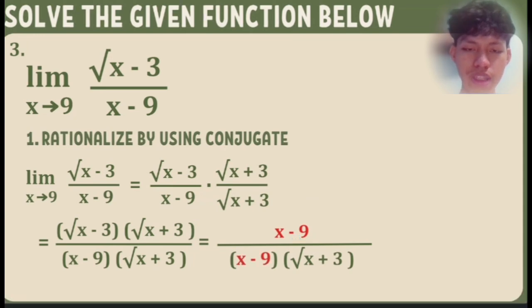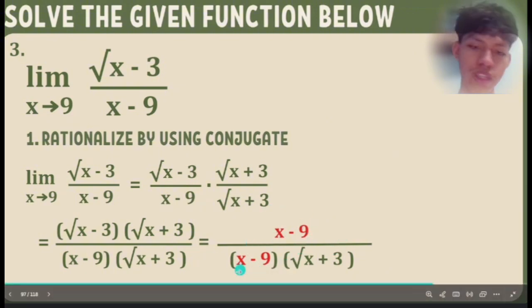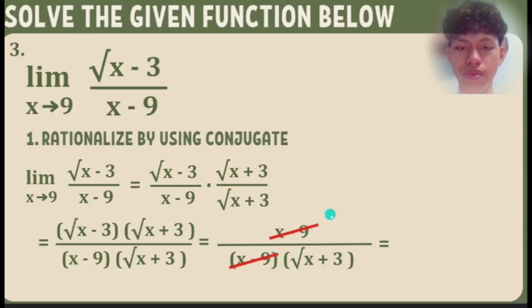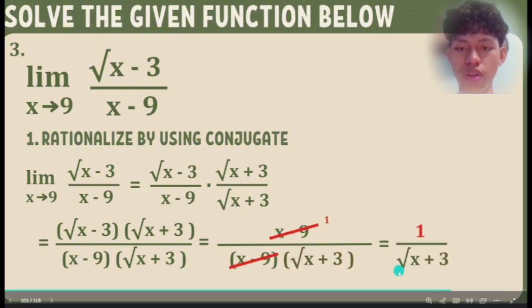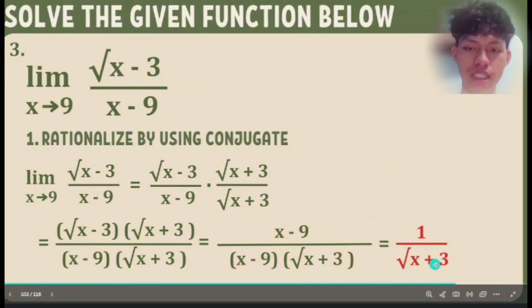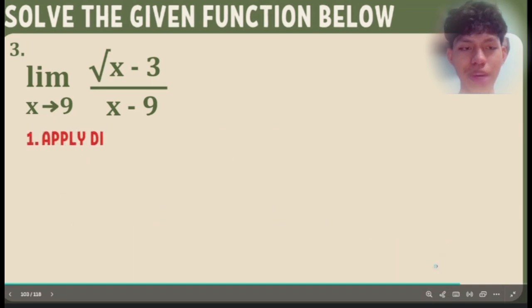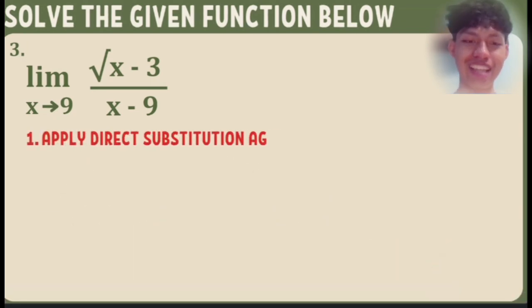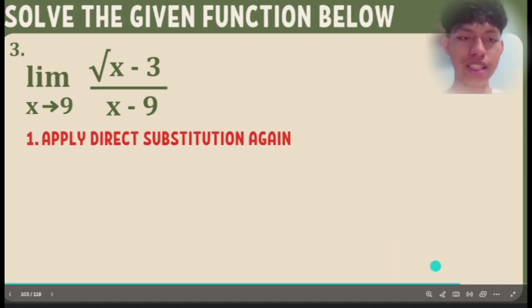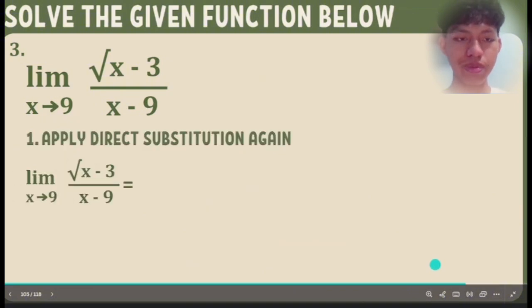And here we can notice that x minus 9 has a common denominator. Therefore, we can just cancel those out. But remember, when canceling out, there will be an imaginary 1 here in the numerator. So this gives us an answer of 1 over the square root of x plus 3. But wait, that is still not the final answer. We would have to apply direct substitution again.